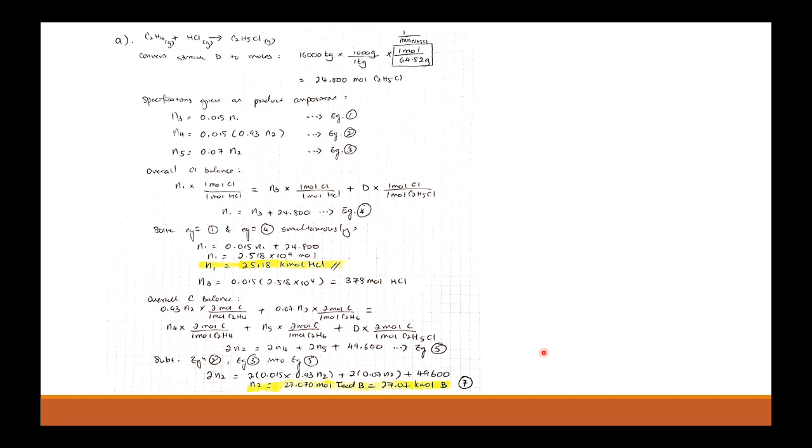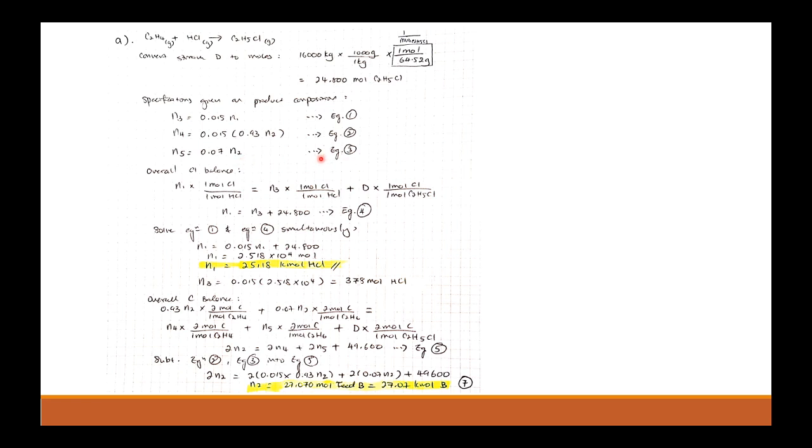So based on the specification given from the question, N3, which is from stream C, is 15% of N1, okay? And N4 is 15% of C2H4, which is 93% of the total stream in B stream. This is equation 2. So N5 is 7% of N2, equation 3.